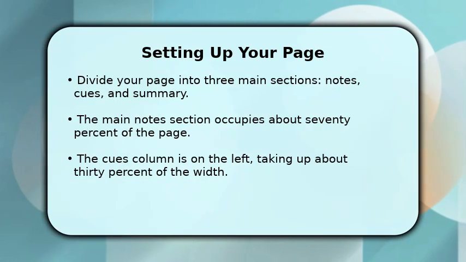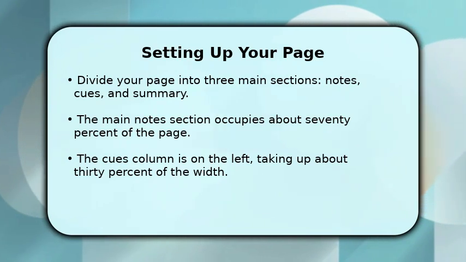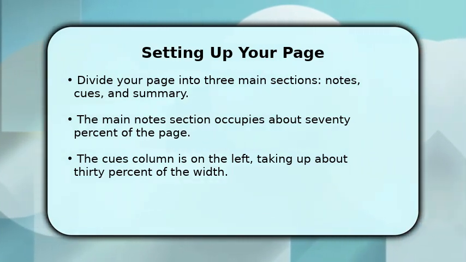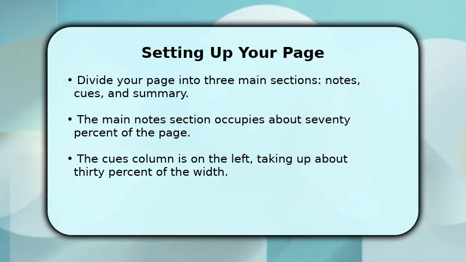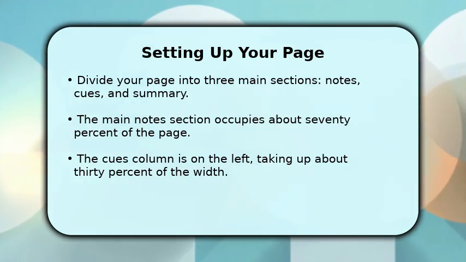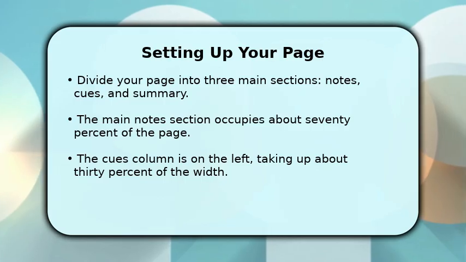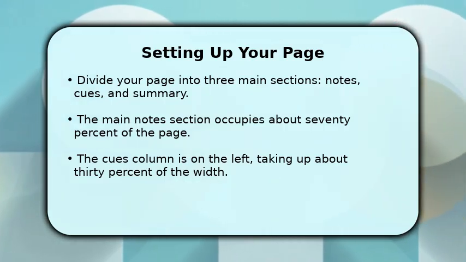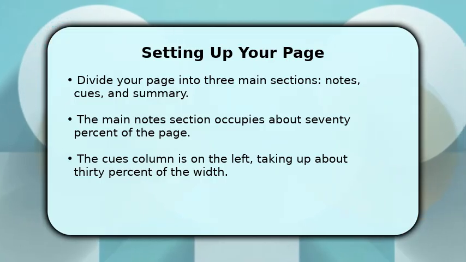To begin, prepare your page by drawing lines to create 3 distinct areas. The largest area, about 70% of the page, is for your main notes. On the left, create a narrower column, roughly 30% of the width, for cues or questions. Finally, leave a space of about 2 inches at the bottom for your summary. This structure is fundamental to the method's effectiveness.